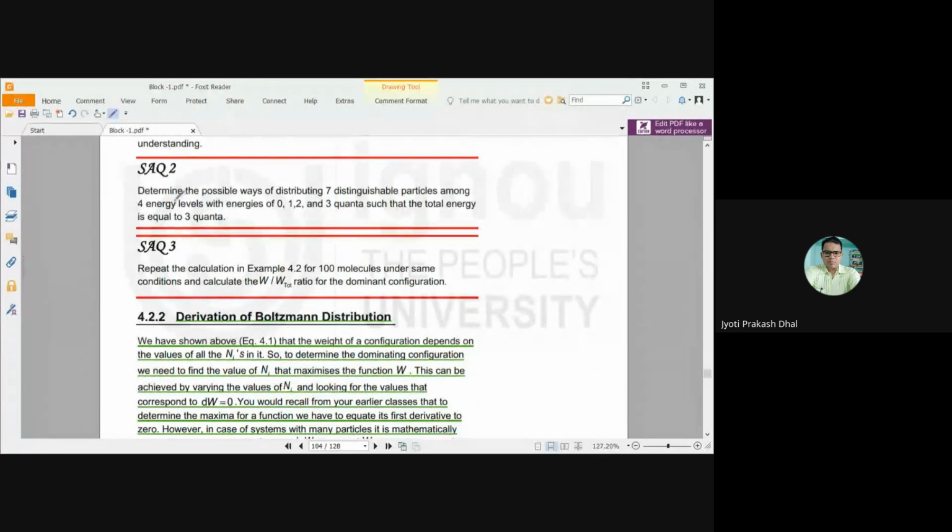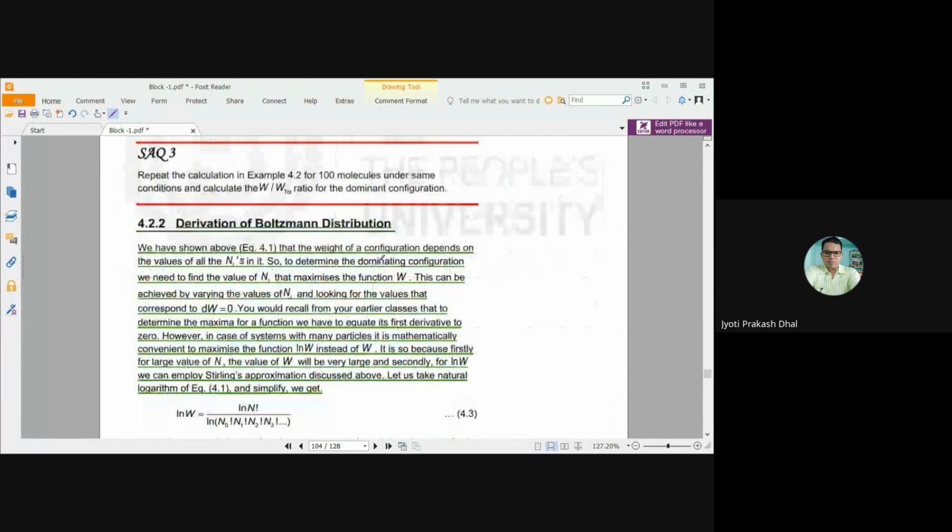So one question is: determine the possible ways of distributing 7 distinguishable particles among the 4 energy levels with energies 0, 1, 2, 3 quanta, such that the total energy will become 3 quanta. Easily you can do it by applying the formula.